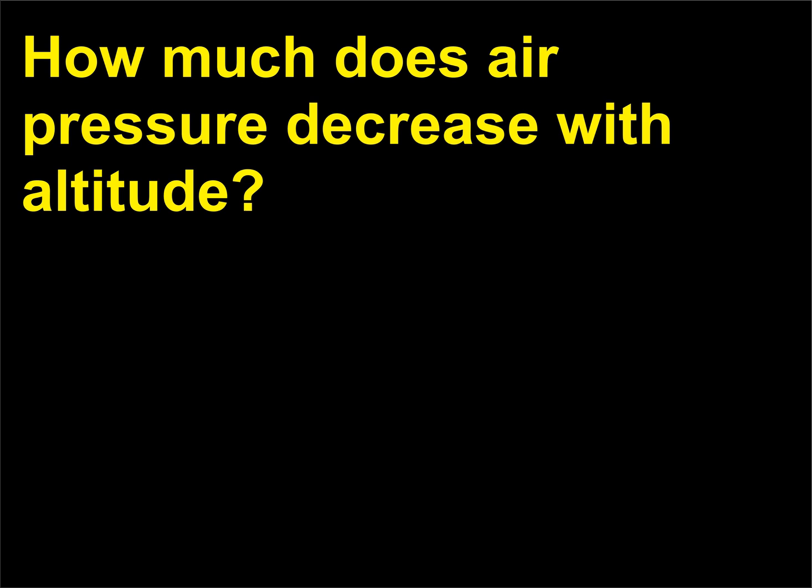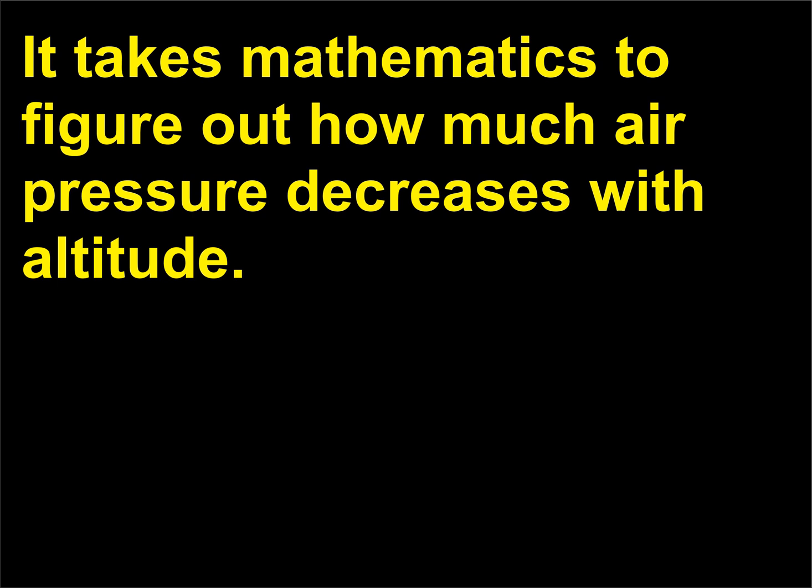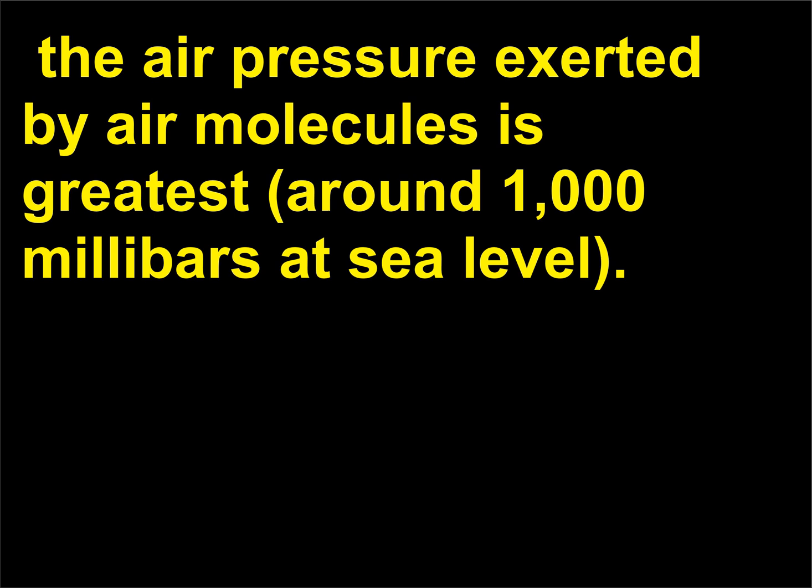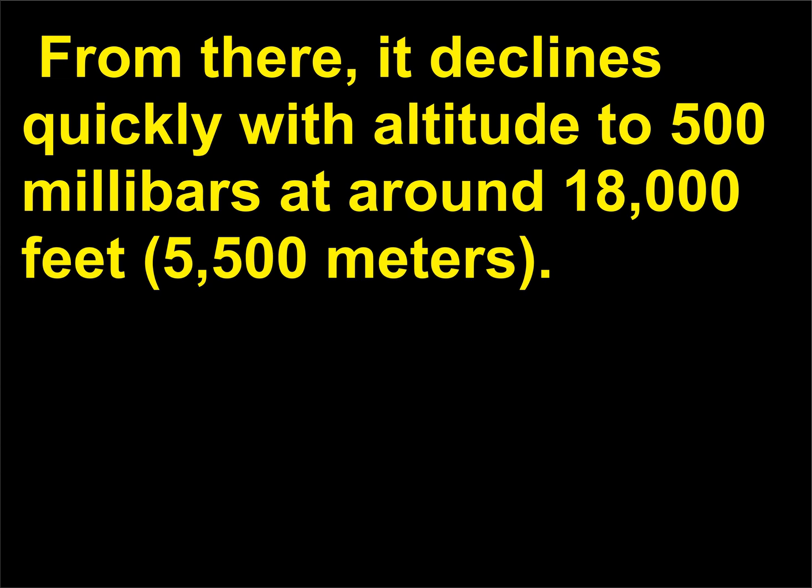How much does air pressure decrease with altitude? It takes mathematics to figure out how much air pressure decreases with altitude. Close to the surface, and due to the pull of gravity, the air pressure exerted by air molecules is greatest, around 1000 millibars at sea level. From there, it declines quickly with altitude to 500 millibars at around 18,000 feet, 5,500 meters.